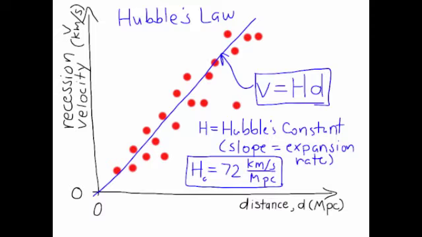We tend to measure the distances in megaparsecs, millions of parsecs, and we tend to measure the velocities in kilometers per second. So the slope, Hubble's constant, is in the odd units of kilometers per second of speed per megaparsec of distance. And this is the expansion rate of the universe.